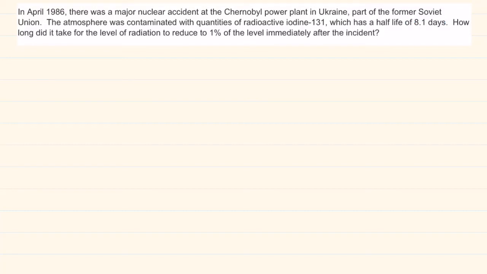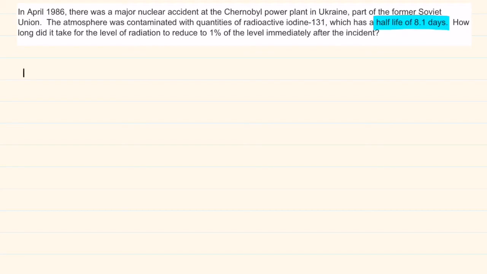In April 1986, there was a major nuclear accident at the Chernobyl power plant in Ukraine, part of the former Soviet Union. The atmosphere was contaminated with quantities of radioactive iodine 131, which has a half-life of 8.1 days. How long did it take for the level of radiation to reduce to 1% of the level immediately after the incident? First thing I want to do on this question is just start pulling all the information apart.